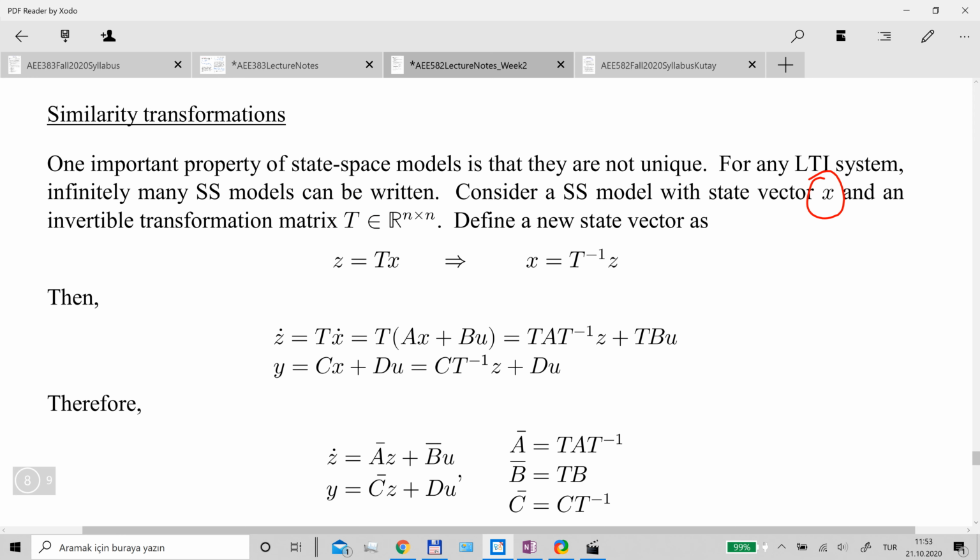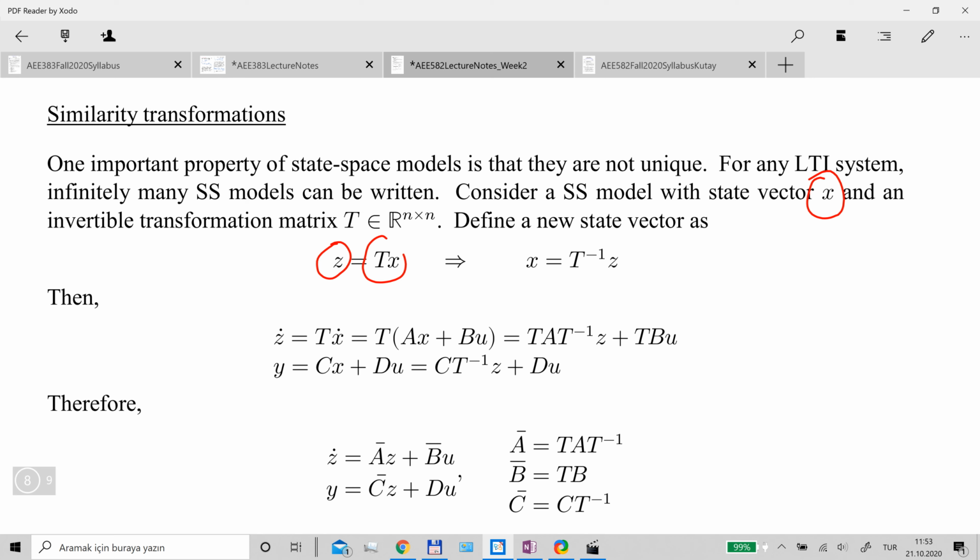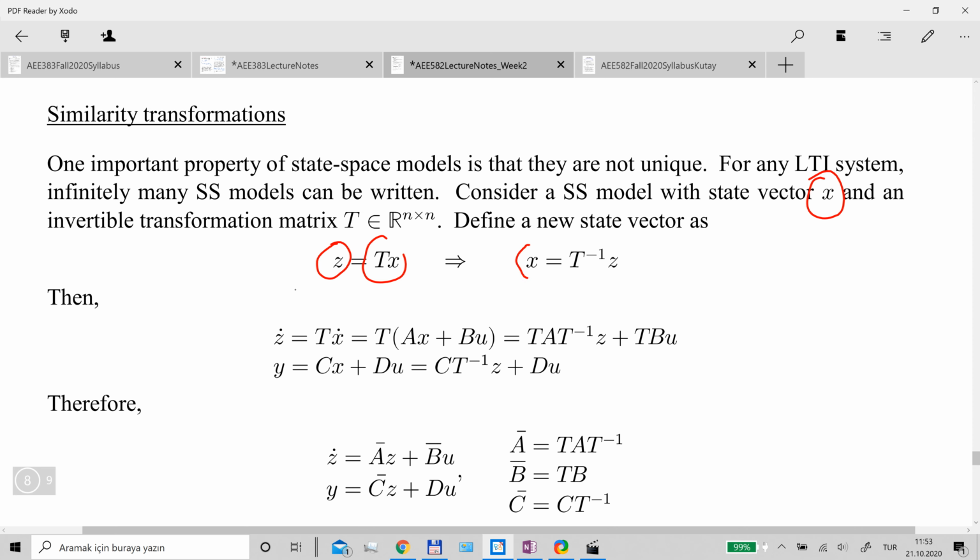So you take that invertible matrix and multiply your original state vector with that, and what you get will be your new state variable z. And since this is invertible, you can express the original state vector in terms of the new state vector through this relation. You multiply z with the inverse of T.